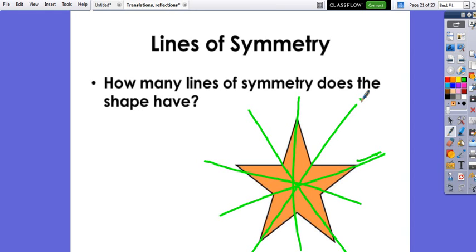It's got 5 points, because it's a star. You got 1, 2, 3, 4, 5. It's kind of like a pentagon. If I were to finish this, connect some dots here, it's a pentagon. Okay? So a regular pentagon has all those lines of symmetry.